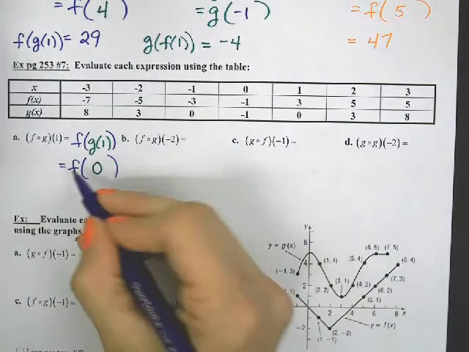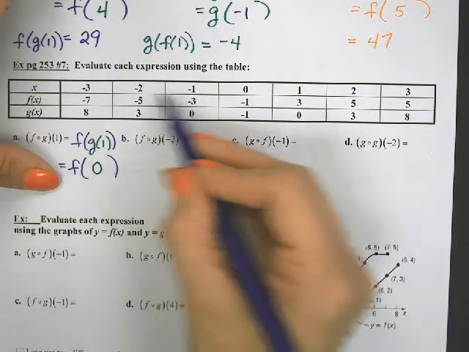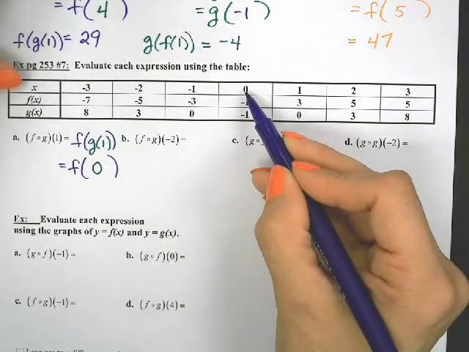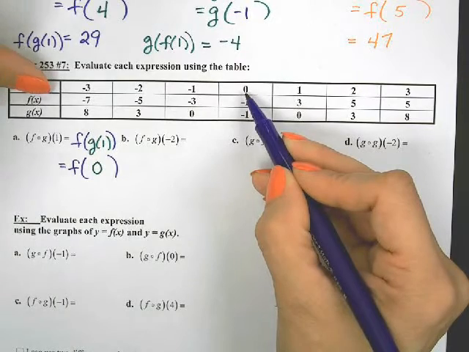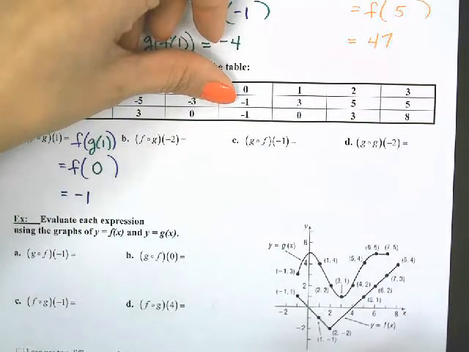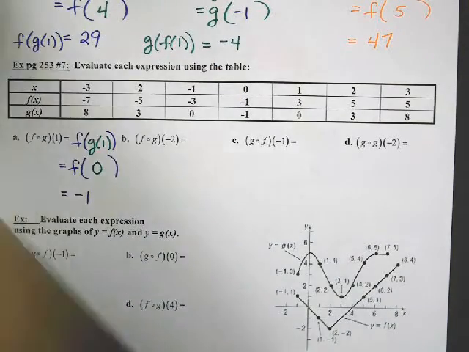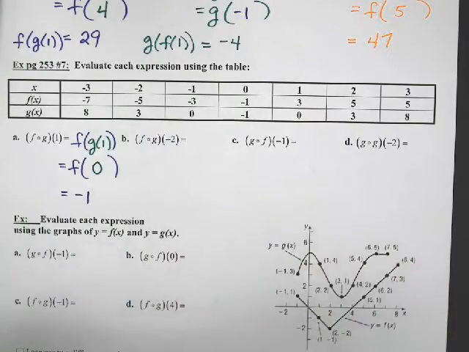Okay, now we have to do f of 0. So let's start back at the top because my input is now a 0. But I have to put that into the f function. The f function answer is negative 1. I know it's kind of weird. Once you get the hang of this, it goes really fast. Let's try a couple more.